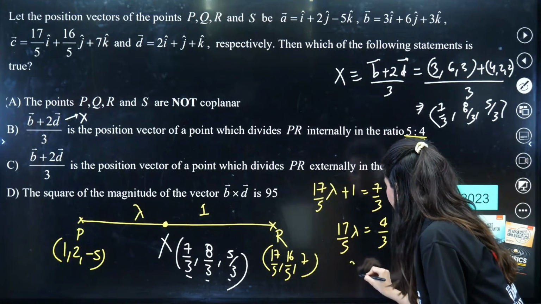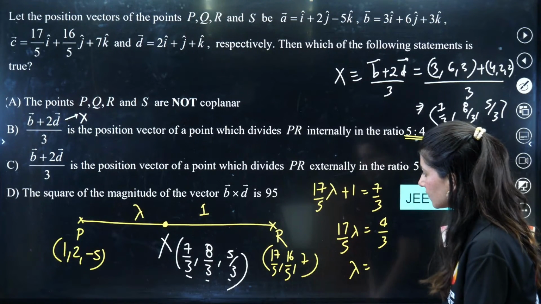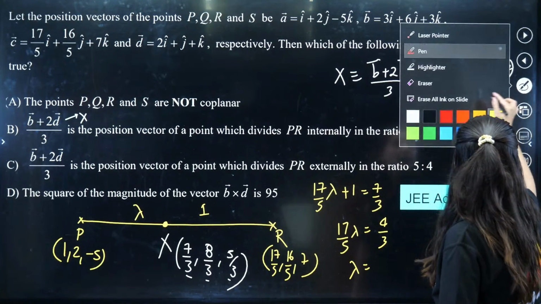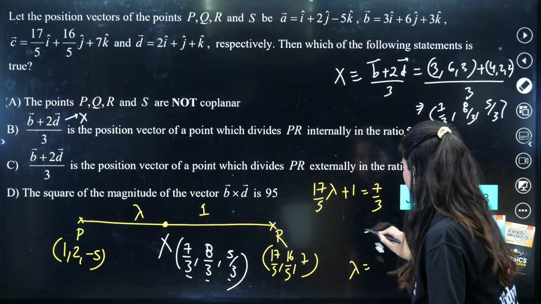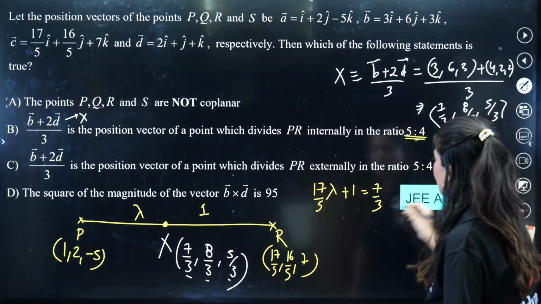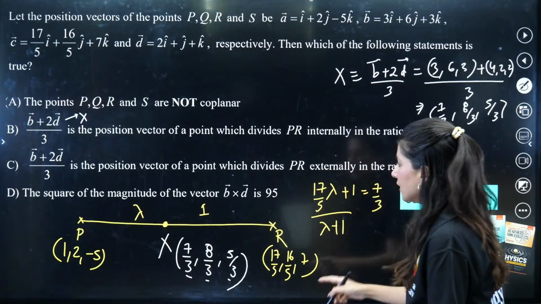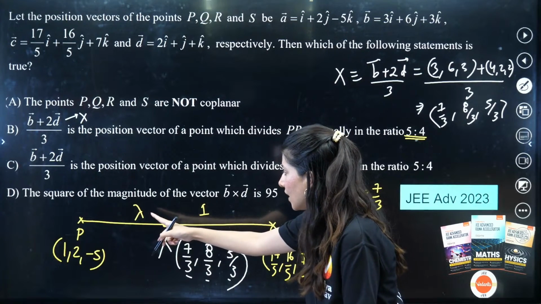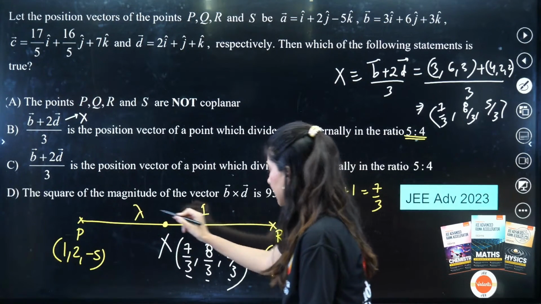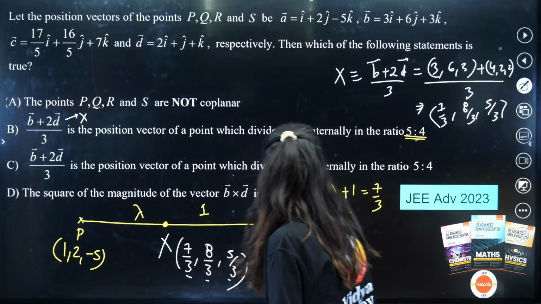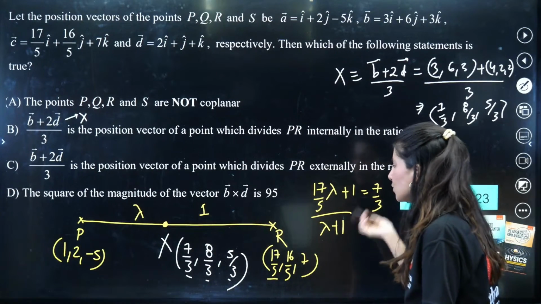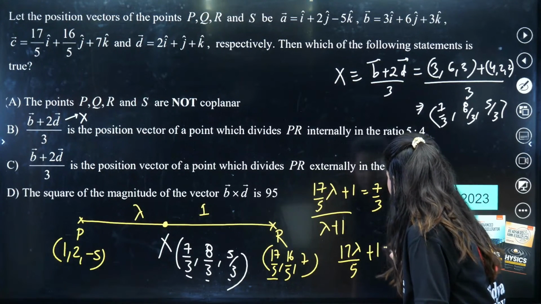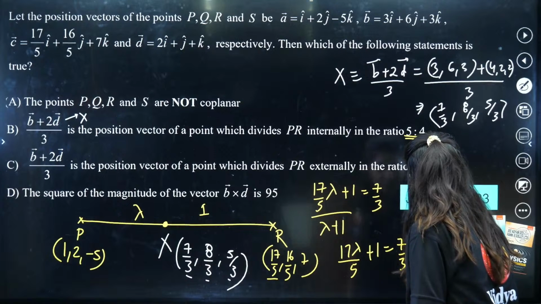So clearly the lambda value upon lambda plus 1. The formula of section formula I am going to apply upon lambda plus 1. So basically m x1, lambda times 17 by 5, 1 times 1 upon lambda plus 1 will give you 7 by 3. Now you just calculate the value of lambda. So 17 lambda by 5 plus 1 will give you 7 by 3 lambda plus 7 by 3.